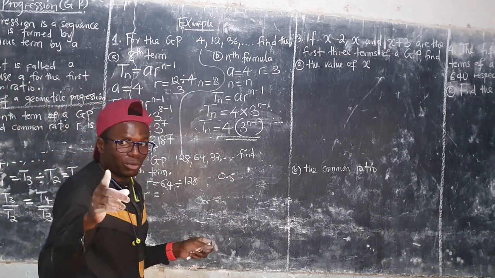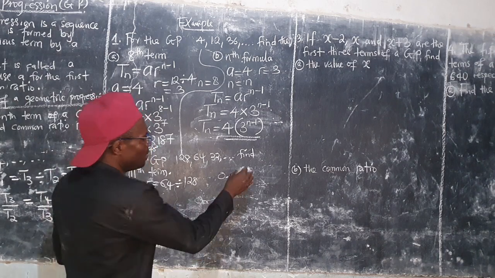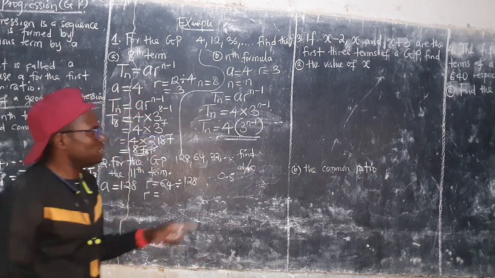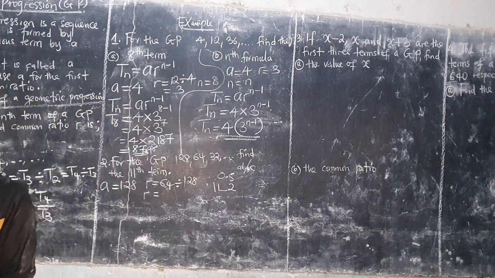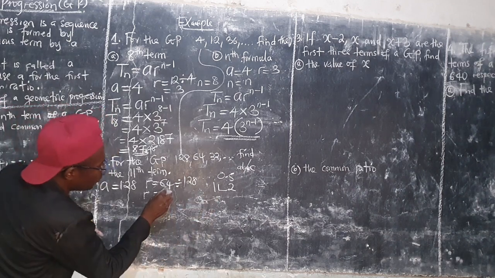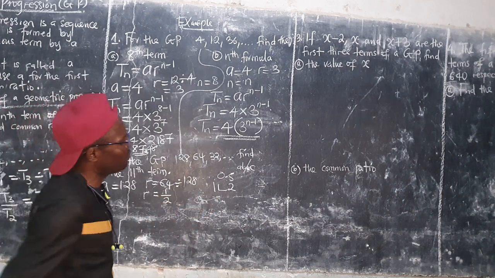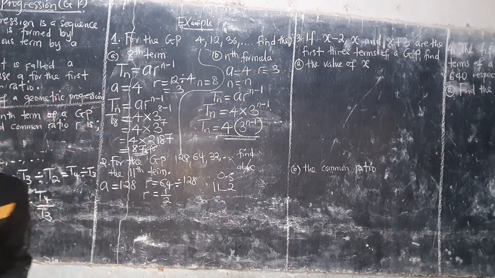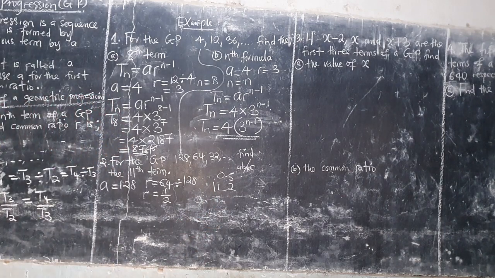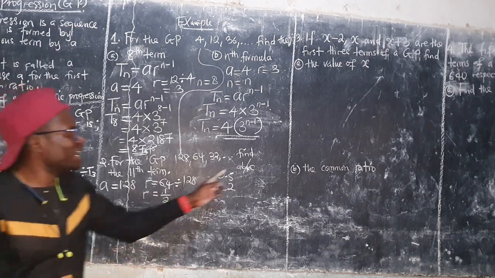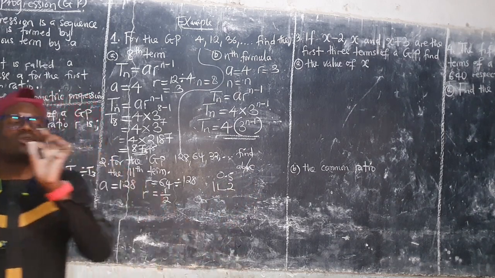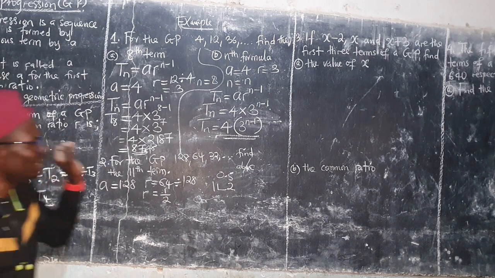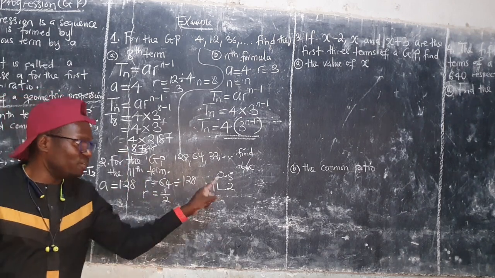Very good. To change the decimal into a fraction, use the A B over C button on the calculator, and it will show 1 over 2, a fraction. That means R is 1 over 2. So do not write your common ratio in decimals. You always have to leave it as a fraction.